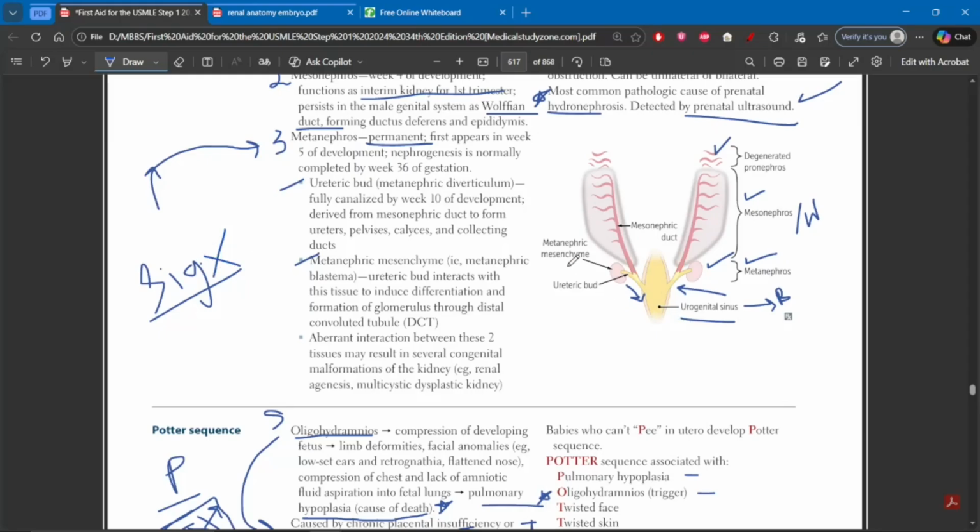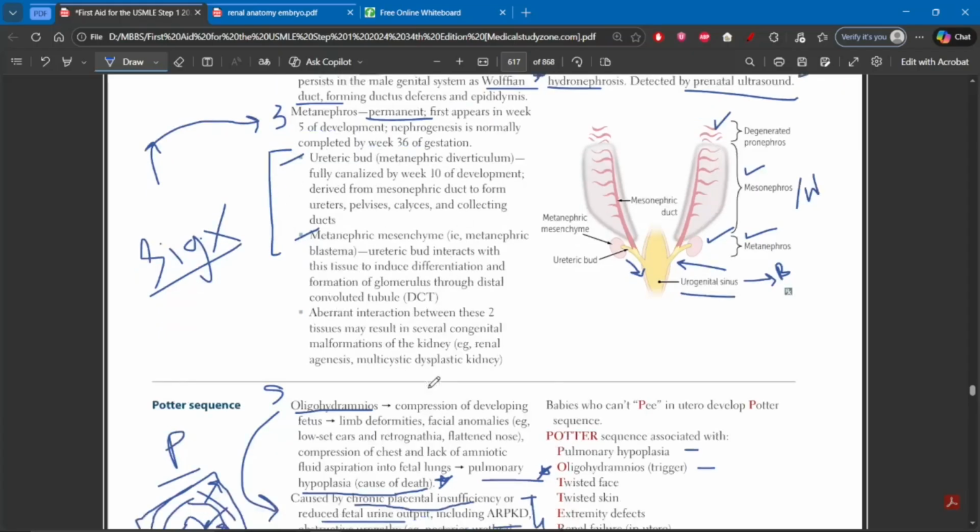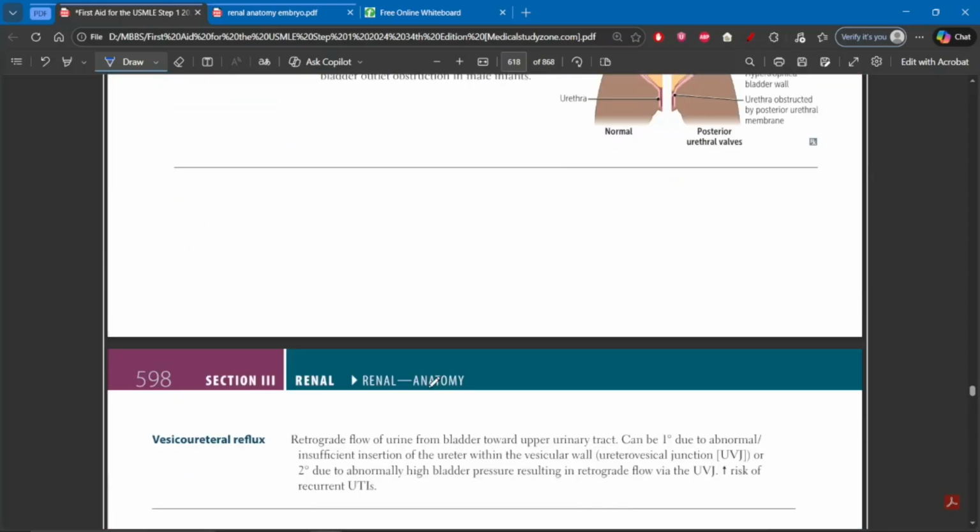So metanephric mesenchyme receives no signaling in the absence of ureteric bud, and of course when it receives no signaling, it obviously has no clue what to do. So if one of these structures is not there, the other structure will not develop, resulting in complete absence of the kidney.